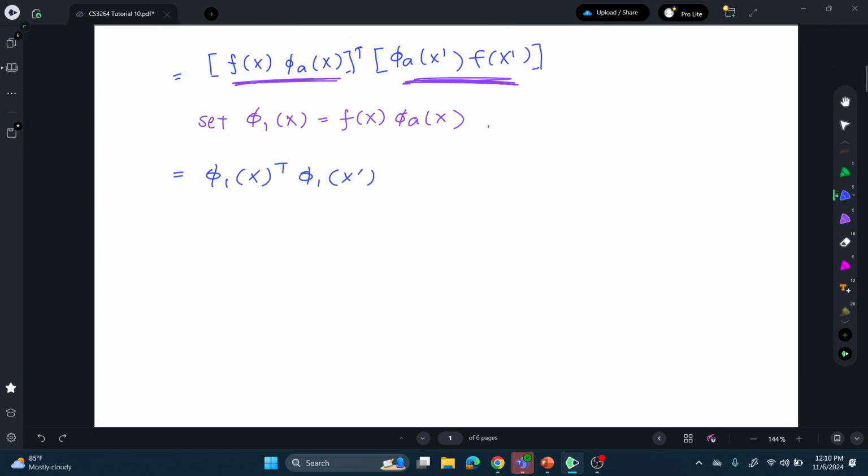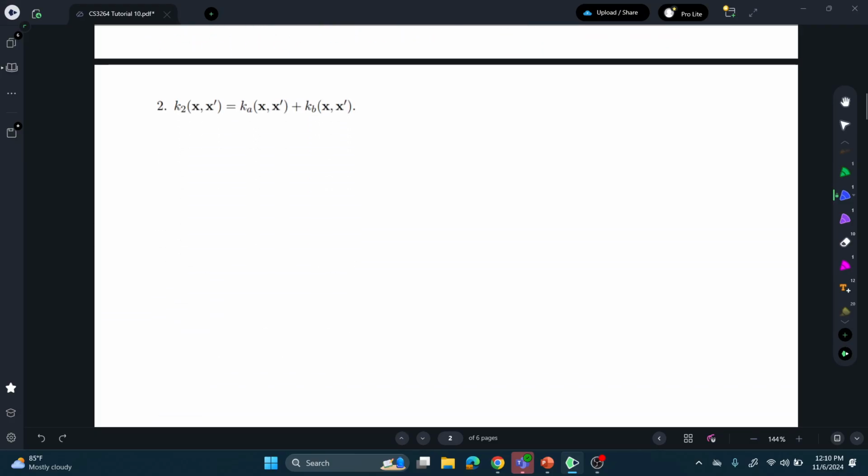Now we move on to the second part. The second part is basically, we want to see if you add two kernels together, will this still be a kernel? So K2 of x and x prime is just the sum of Ka and Kb. Here is where I will show you two different methods. First one is we use the general kernel definition, the general def.